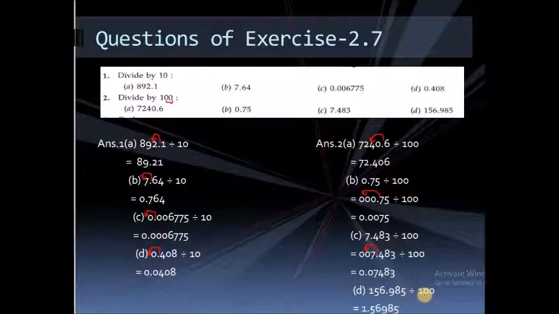Again, in next part, this is the easy one. You have to shift your decimal point two times to the left. You will shift from here and it will go before 5. 1.56985 is the answer. Here you only have to shift the decimal point to the left. Okay, you just have to count the number of zeros in divisor, then you have to shift your decimal point to the left. Simple.